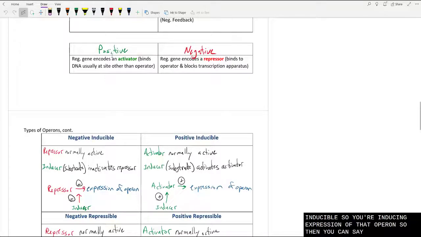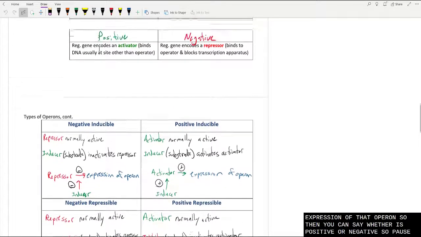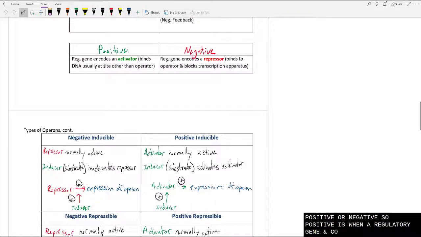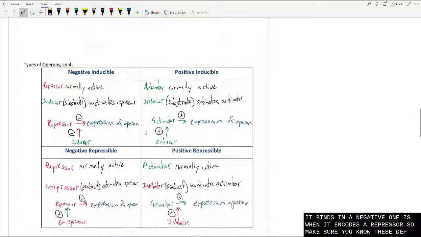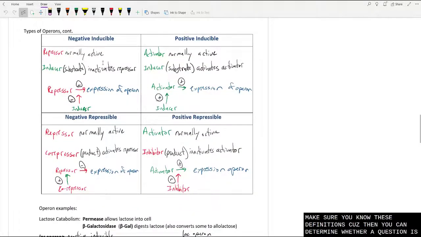So then you can say whether it's positive or negative. Positive is when a regulatory gene encodes an activator and it binds. And then a negative one is when it encodes a repressor. So make sure you know these definitions, because then you can determine whether a question is saying this is negative inducible, positive inducible, negative repressible, positive repressible. So if it's negative inducible, you know the repressor is normally active. And so this is like the lac operon.